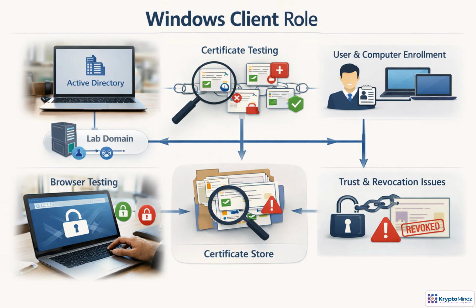The Windows client is where you see how your PKI actually behaves for real users. First, it joins the lab domain and receives group policy, including trusted root CAs and auto-enrollment settings. Next, you perform user and computer certificate enrollment. Then you validate trust, opening sites in the browser, inspecting the certificate store, and walking the chain. Finally, you simulate failures like revocation to practice troubleshooting.